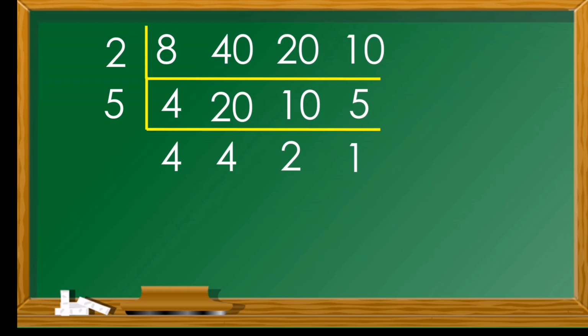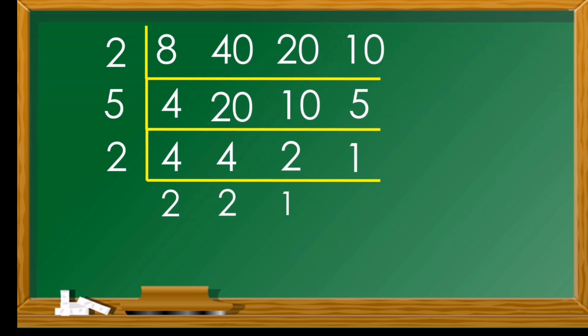Then, the quotients 4, 4, 2, and 1 can be divided by, yes, it can be divided by 2. So 4 divided by 2 equals 2. 4 divided by 2 equals 2. And 2 divided by 2 equals 1. And 1 divided by 2 cannot be, so we need to copy this and bring it down. Then our quotient is 2, 2, 1, and 1.